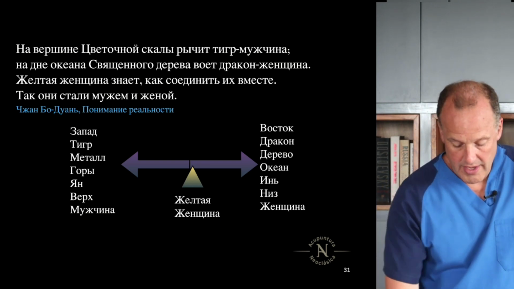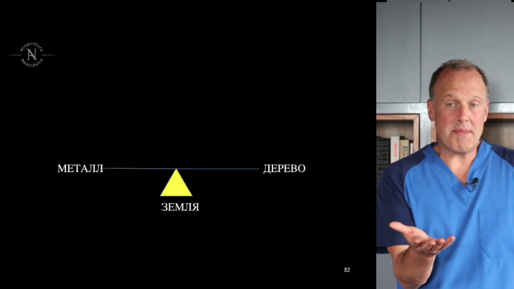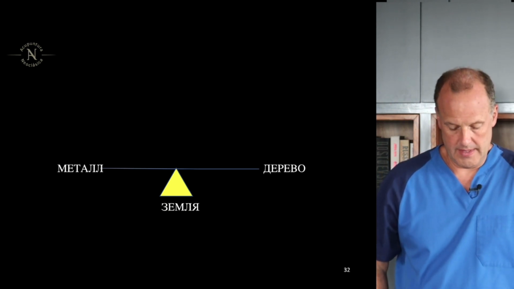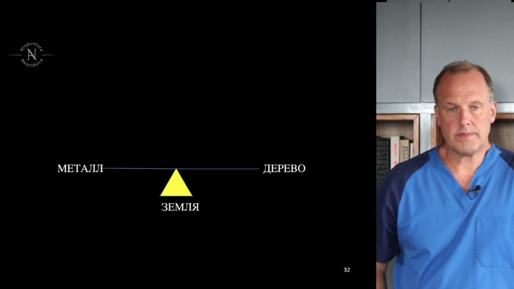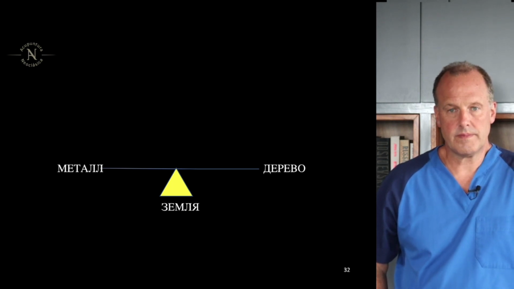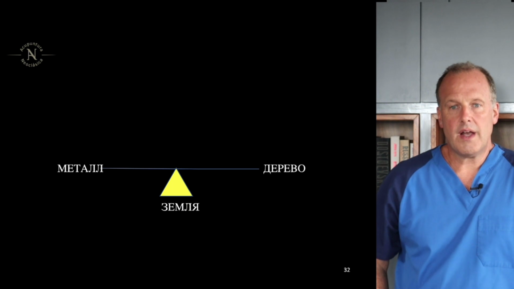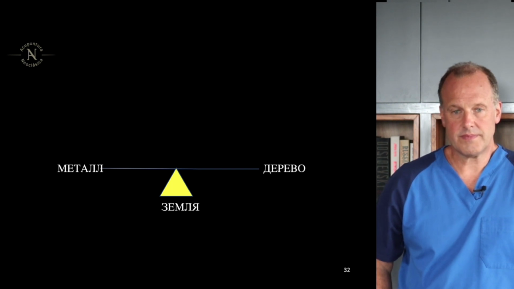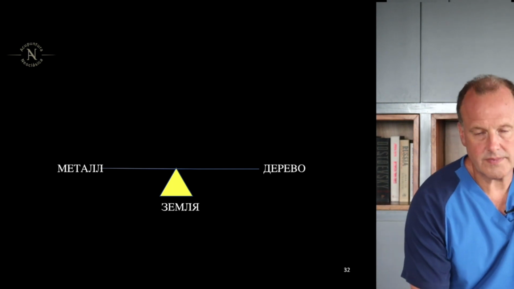And here it's important. We actually have the yellow woman that knows how to bring them together. Что еще важно в этой цитате, что в ней упоминается о желтой женщине, которая соединяет тигра и дракона. And so here this is starting to look like a familiar image. И вот, наверное, на этом слайде вы увидите что-то вам уже знакомое.